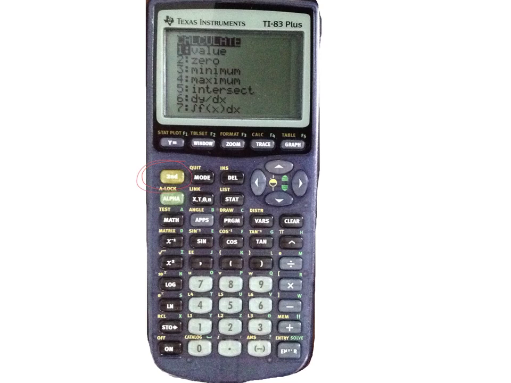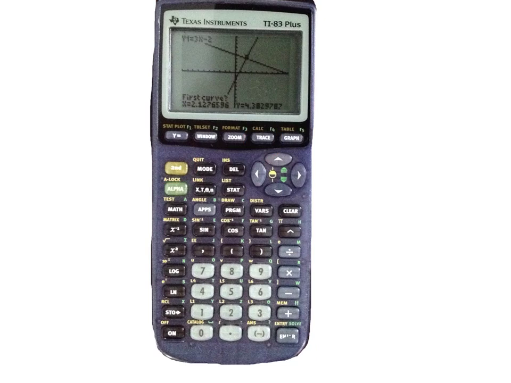What we're going to push next is the second button and then this trace button at the top. Second trace. The menu that comes up is the menu for different things you want to do with the graphs. We want to figure out where they cross each other, so we're going to choose number 5, which is intersect. So second trace, intersect. And it's asking us what's the first curve. All you have to do here is move the cursor close to where the lines intersect. You move with the left and right arrow keys.